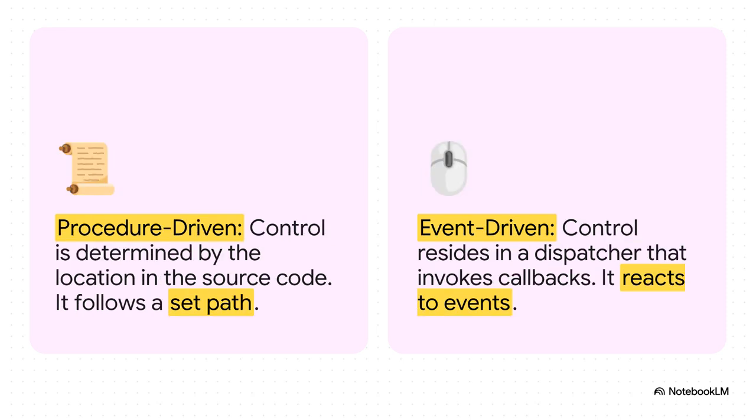And how does your program actually run? Well, a procedure-driven program is like reading a book. It starts at page 1 and follows a very specific, predefined path to the end. But an event-driven program, that's more like a choose-your-own-adventure book. It just sits there and waits for an event, like you clicking a button or typing something, and then it reacts. Most modern graphical apps work this way.